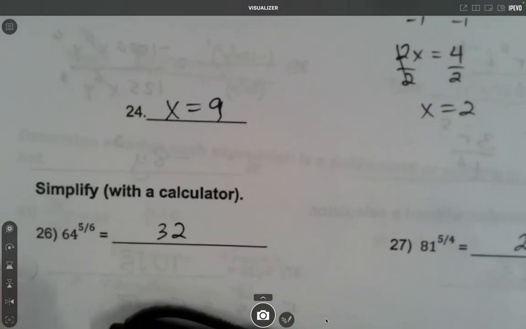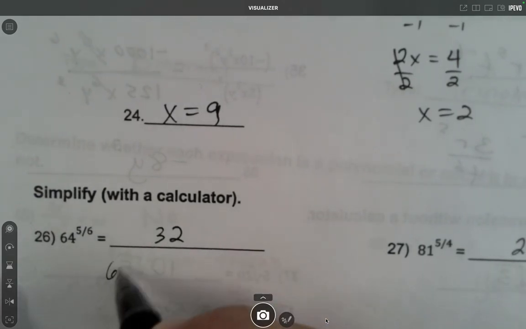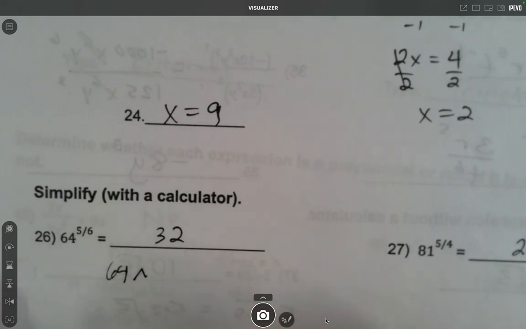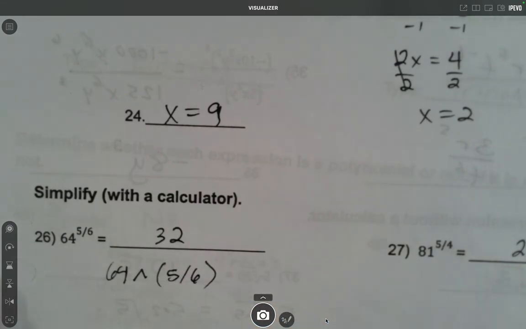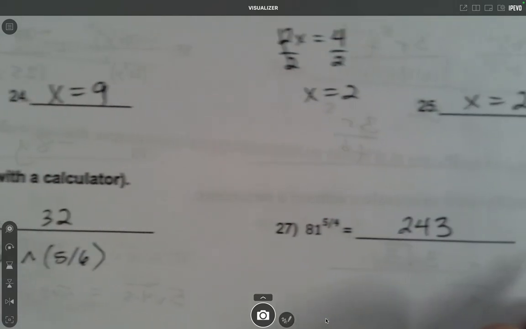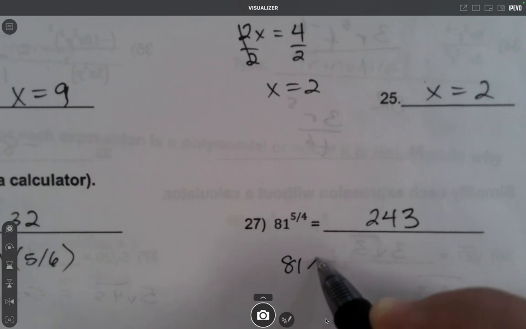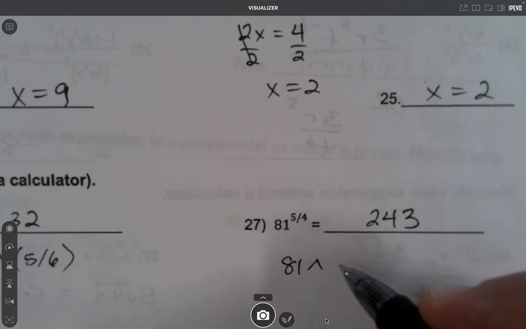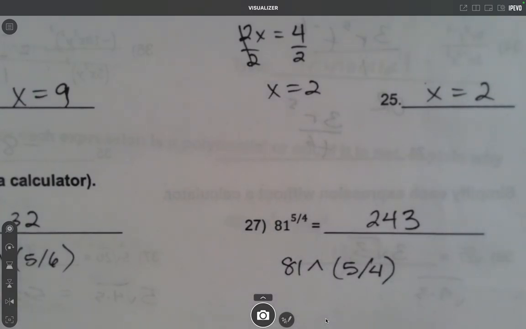Okay, now on my calculator this may be a little tricky. On yours I'll tell you what you need to do is do 64, then do the caret button, then do parentheses 5 over 6. And once you do that, it will give you 32. 81, you'll work the same method. You'll do 81, use the caret button to make an exponent, and the parentheses are essential. It will not give you the right answer if you don't put that in parentheses. But that will give you 243 when you plug it in.